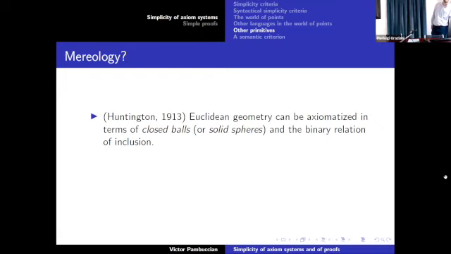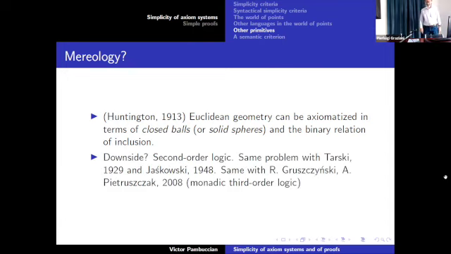Huntington in 1913 has shown that you can do this thing with a binary relation that is even more dramatic. It just is the one of inclusion. In other words, your objects now are closed balls or solid spheres, and all you care is if one is included in the other. This looks miraculous. I mean, how can you do it with something as general as this? And if it's too good to be true, then it is too good to be true, because the problem is you need higher order logic for this, right?